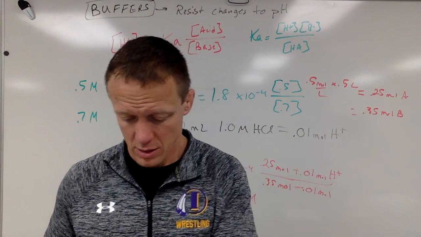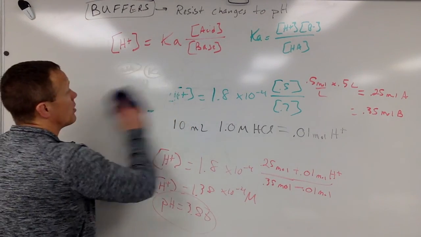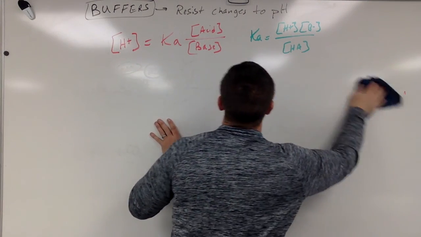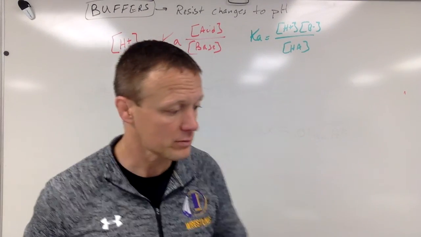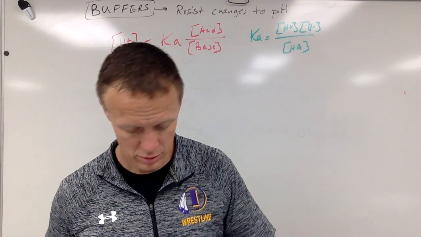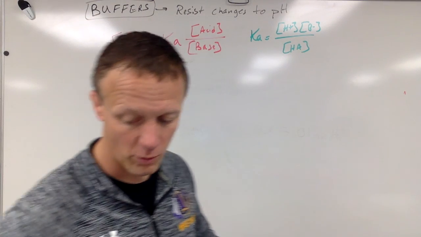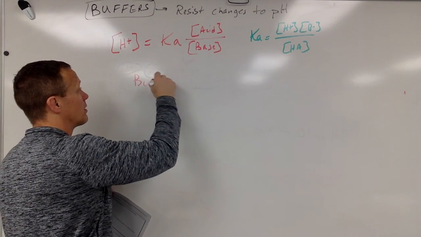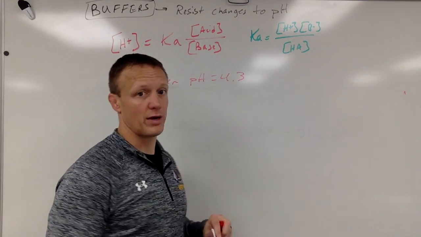Actually, yeah, we'll do number 4. Number 4 in there gives you several buffers. So they want a solution with a pH of 4.3. They want to make a buffer with a pH of 4.3.